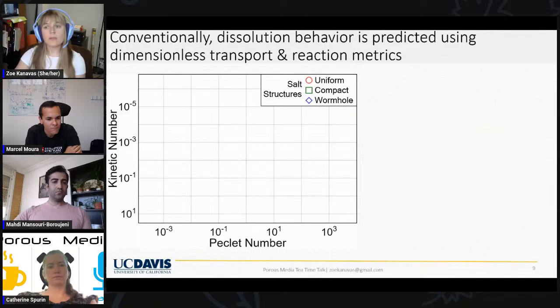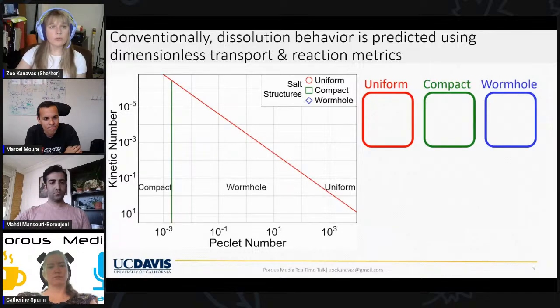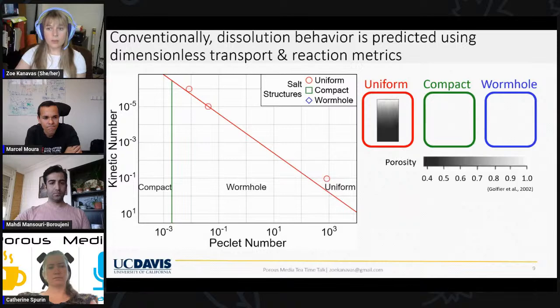Conventionally, dissolution behavior is predicted using dimensionless transport metrics in the form of a phase diagram. Namely, we have the Péclet number, which compares the advective to diffusive transport rates, and the kinetic number, which compares the diffusive to reaction rate. The most cited dissolution diagram, from Golfier and co-authors, studied the dissolution of granular salt samples and observed the following trends. At greater Péclet numbers, we expect to see uniform dissolution, where fresh reactant is carried away from the inlet and the reaction spreads throughout the sample.